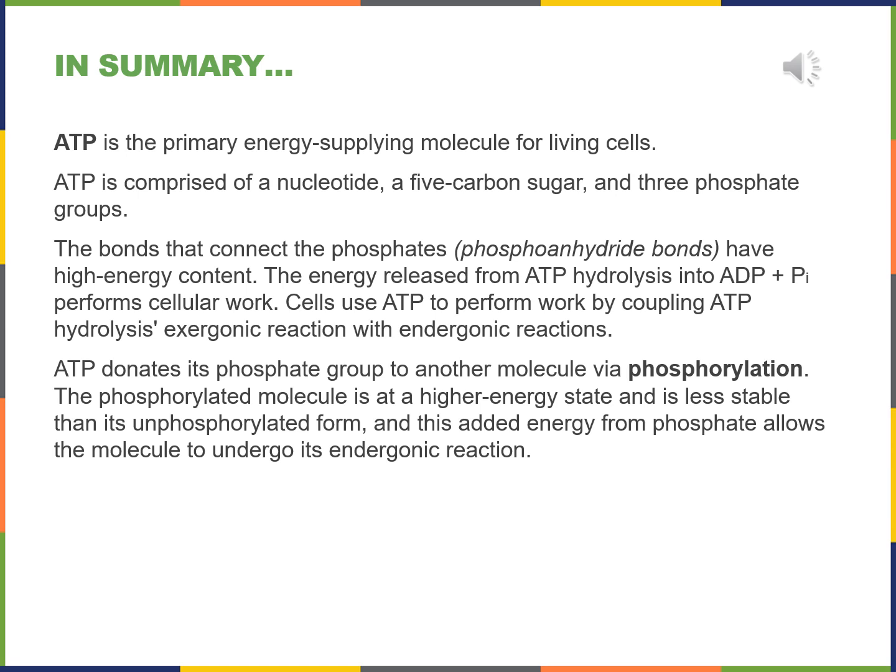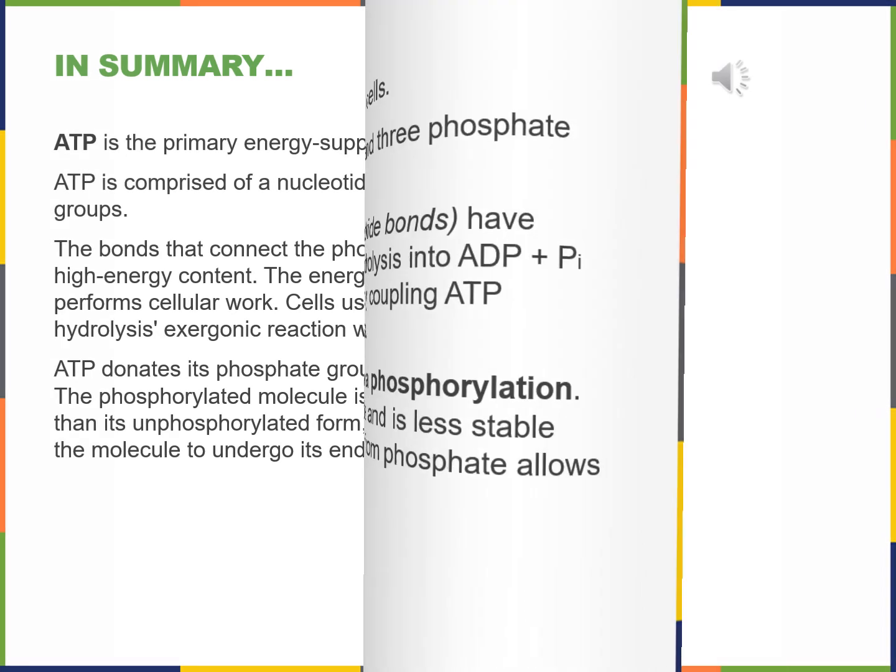Cells use ATP to perform work by coupling ATP hydrolysis, an exergonic reaction, with endergonic reactions. ATP donates its phosphate group to another molecule via phosphorylation. The phosphorylated molecule is at a high energy state and is less stable than its unphosphorylated form, and this added energy from phosphate allows the molecule to undergo its endergonic reaction.